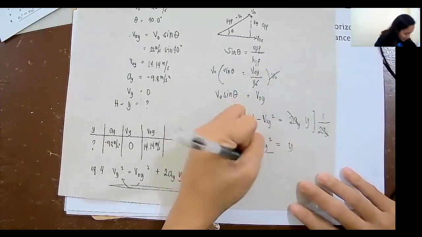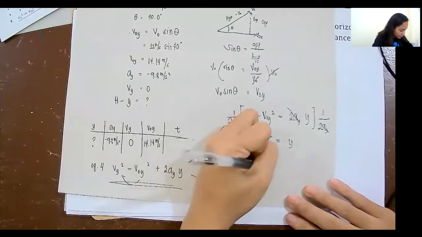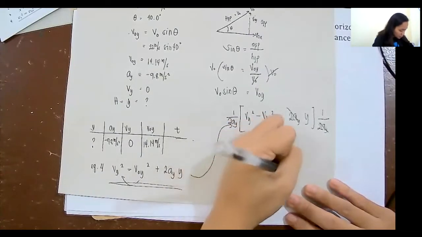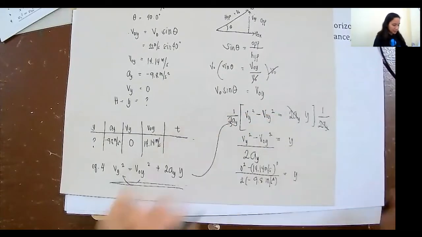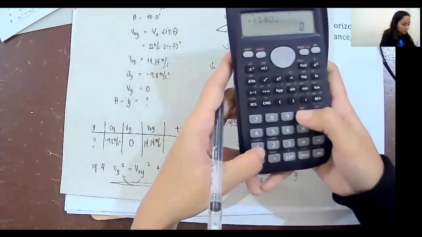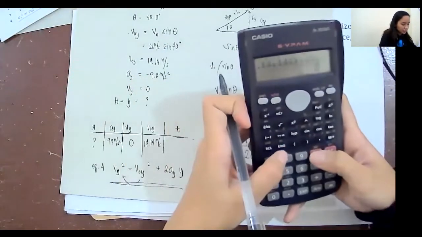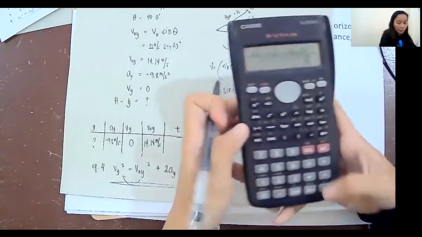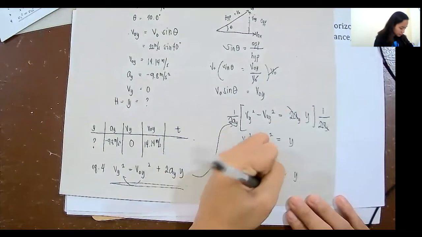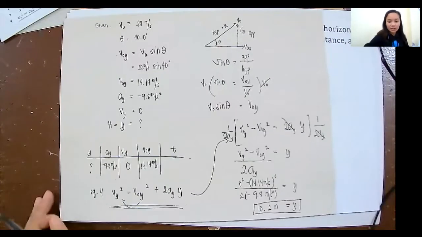Then substitute lang ninyo agad yung given. So we have 0 squared minus 14.14 squared over 2 times negative 9.8 meter per second squared equals y. The answer will be negative 14.14 squared divided by 2 times negative 9.8. You will get 10 meters. This is now your y, or your maximum height. So that's how you solve for the maximum height.